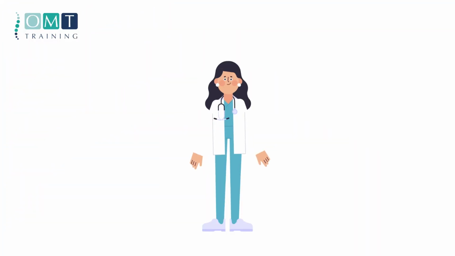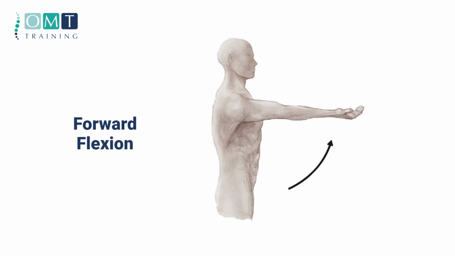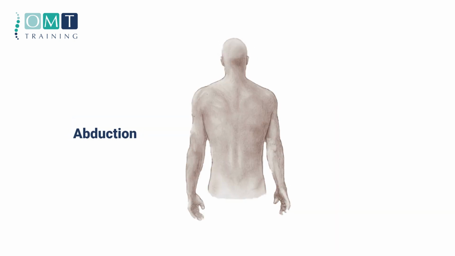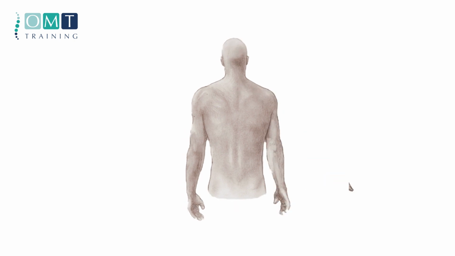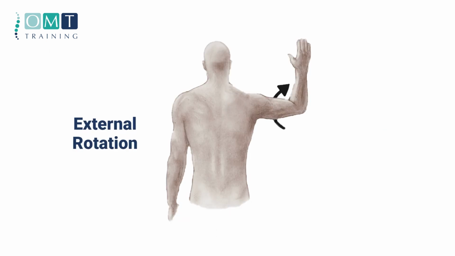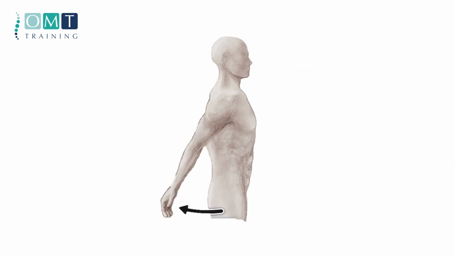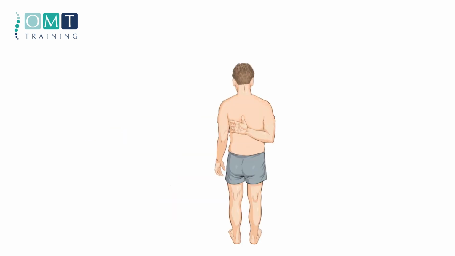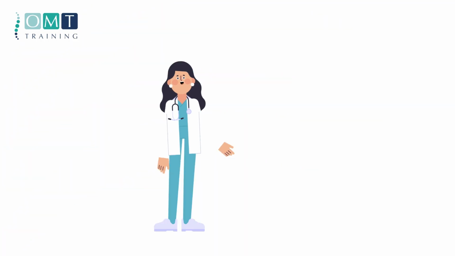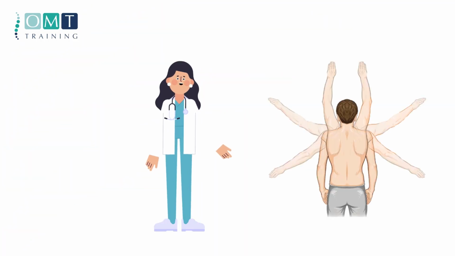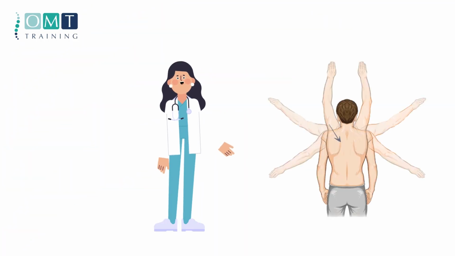We assess the range of movement by forward flexion, abduction, crossbody abduction, external rotation, extension, and then turn around for the internal rotation. It's good practice to get the patient to repeat the full range of motion whilst you observe the scapula. You look for any asymmetries in scapular motion.